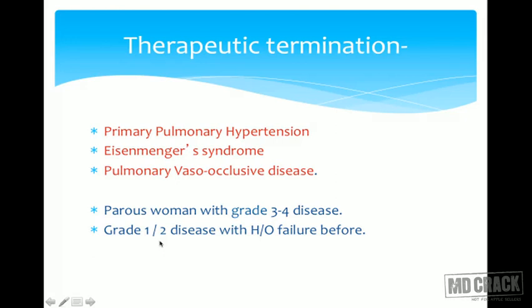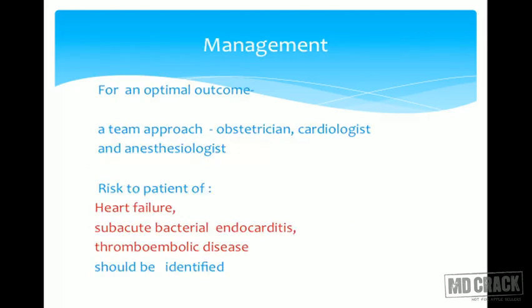In NYHA class 1 or 2 disease, if they have a history of failure before, then again their risk increases in pregnancy. We can again advise termination if they are pregnant. Now, how do we manage the cardiac disease patient? It's a team approach: obstetrician plus cardiologist plus anesthesiologist. A good team and a tertiary care center are mandatory. All the facilities should be available. Availability of a person doesn't suffice. Anytime any complication can happen. So good care requires a good center plus trained people.